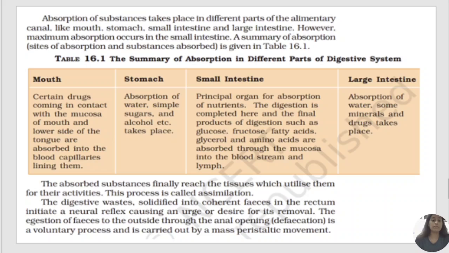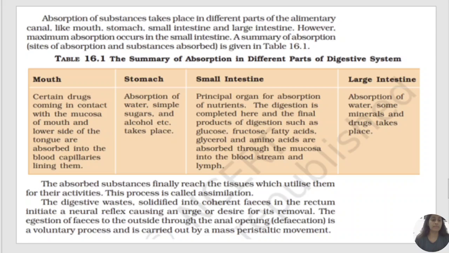The digestion is completed here and the final products of digestion such as glucose, fructose, fatty acids, glycerol and amino acids are absorbed through the mucosa into the bloodstream and lymph. Now the large intestine. Absorption of water, some minerals and drugs takes place. The absorbed substances finally reach the tissues which utilize them for their activities. This process is called assimilation.